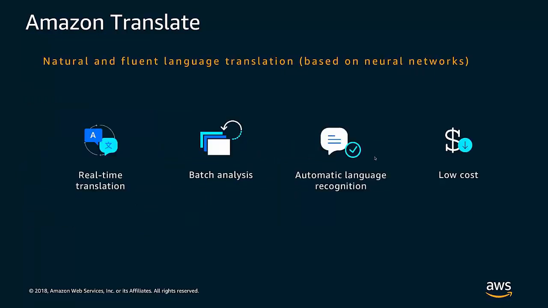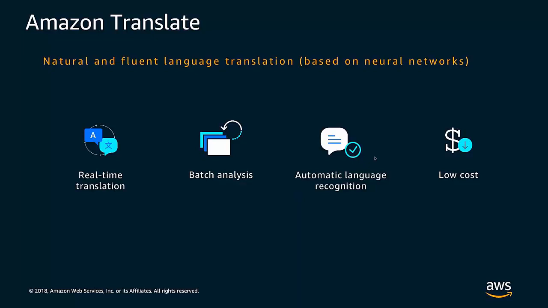Amazon Translate allows you to do real-time translation. It allows you to, for example, get through text that is produced on the fly in a chat transcript. It allows you to do batch translation, for example, reams of data that you might have collected in the past for surveys. It allows you to detect language on the fly.